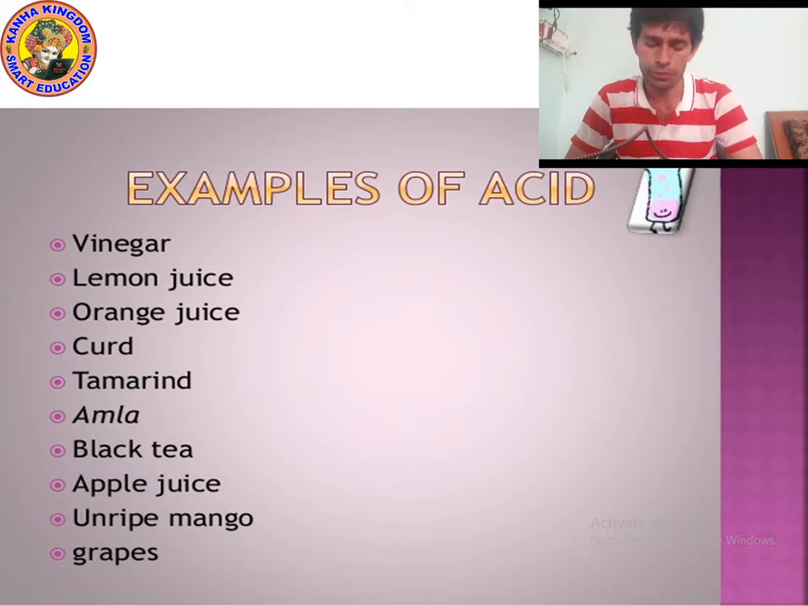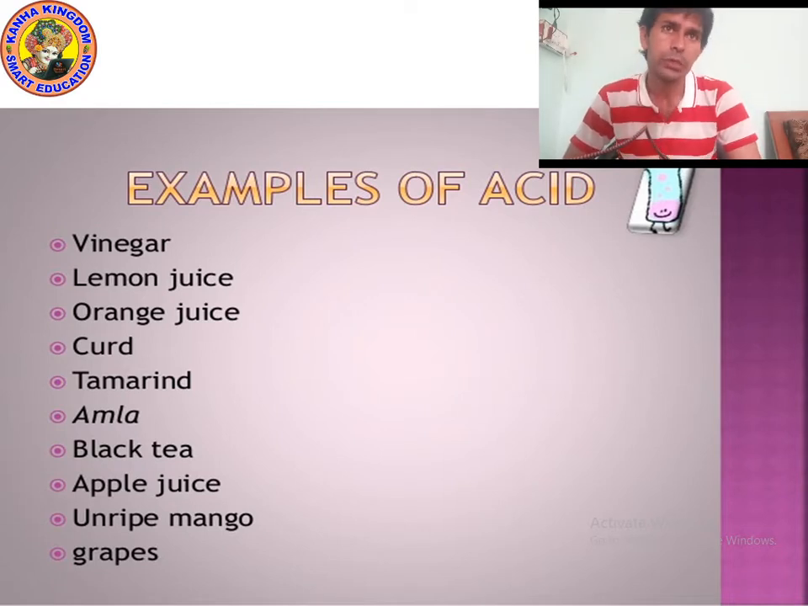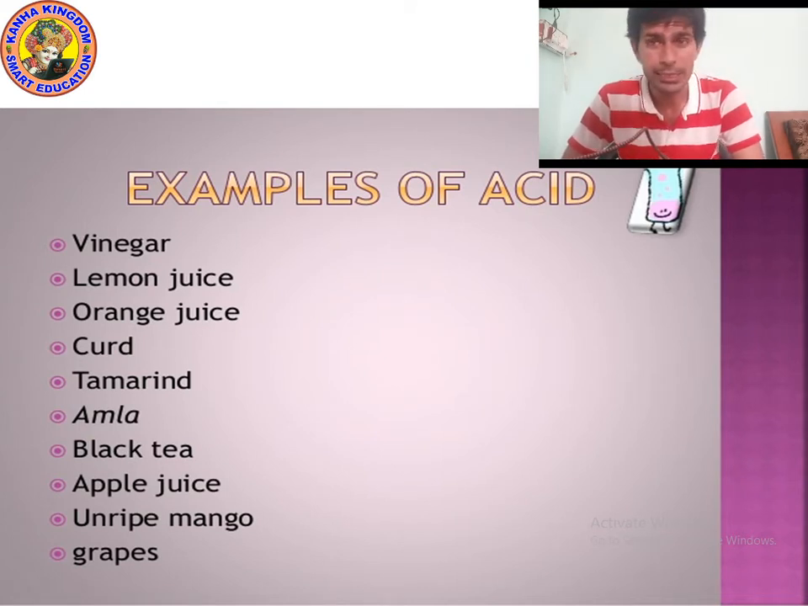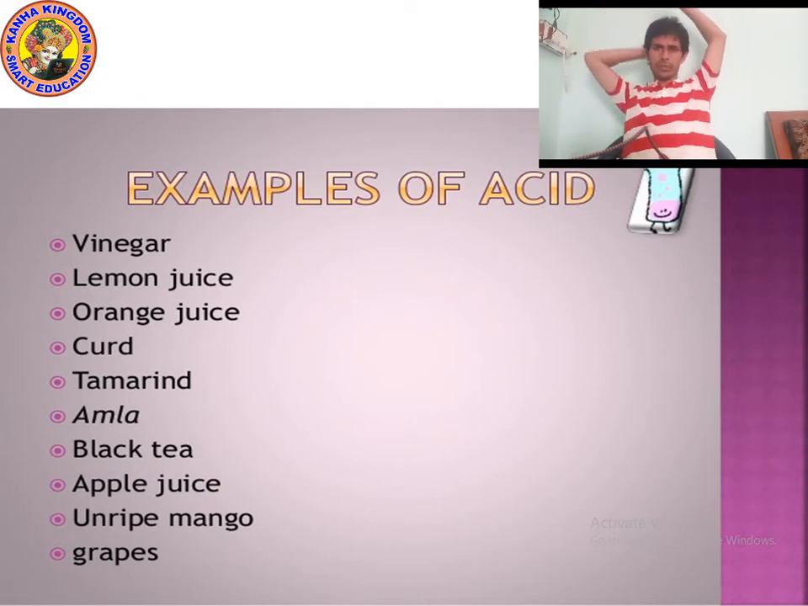It's time to talk about the examples of acids. First acid is vinegar. Vinegar is also known as acetic acid, and the taste of vinegar is sour, just like lemon juice. Lemon juice is also an example of acid. Which acid is present in lemon? Citric acid. We will also see which acids are present in all these examples.